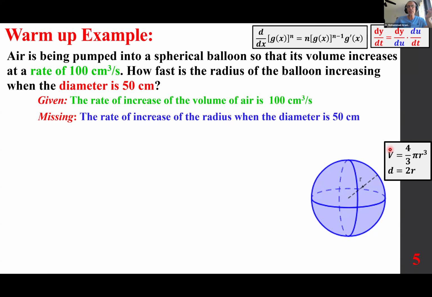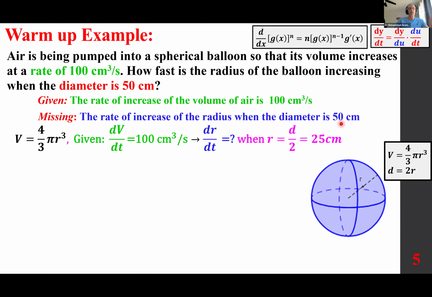So we need the volume. We should know that. And now we're going to write this symbolically. This means dV/dt is 100 cubic centimeters per second. And this means we want dr/dt when d is 50 and r is half of that, 25 centimeters. This is explaining the question in a symbolic format.